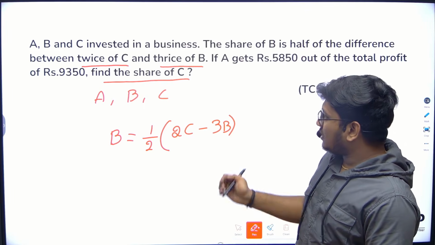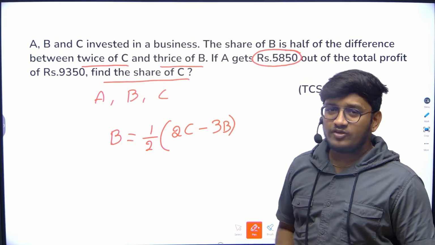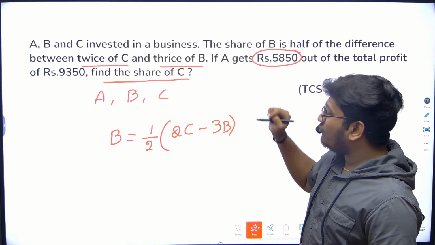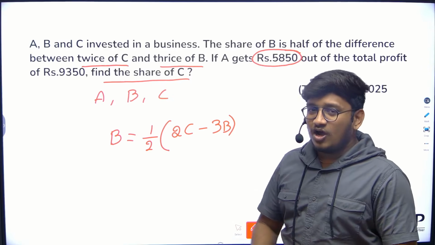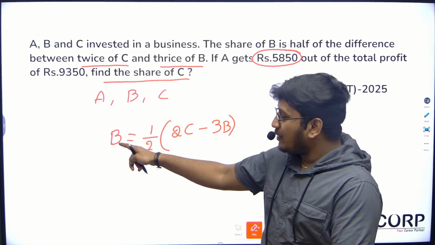Now, one more piece of information they have clearly given us: out of the total profit of 9,350, A gets 5850. So first we'll try to find out how much A and B will get. We'll just find out the ratio of B and C.